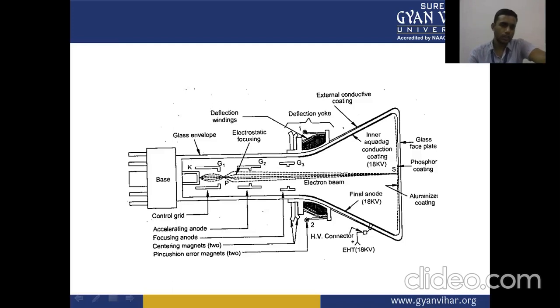So the received signal is applied to the cathode, and this cathode generates the electron beam. So we have a control grid, accelerating anodes, focusing anodes, centering magnets, and ion trap magnets. So we have G1, G2, G3, three grids in the neck of the picture tube.